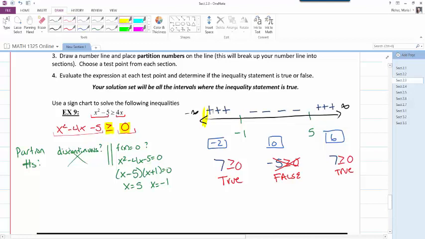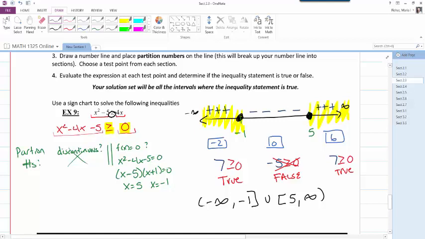So our answer is going to be anywhere we're true. Well, where does that happen? That happens in this interval and in that interval. Well, what is the answer here? We're going to write it in both interval notation and then set notation. So for our interval notation, we would say -infinity to -1 bracket union 5 to infinity. And we use a bracket because we are equal to. So these numbers would be closed circles.